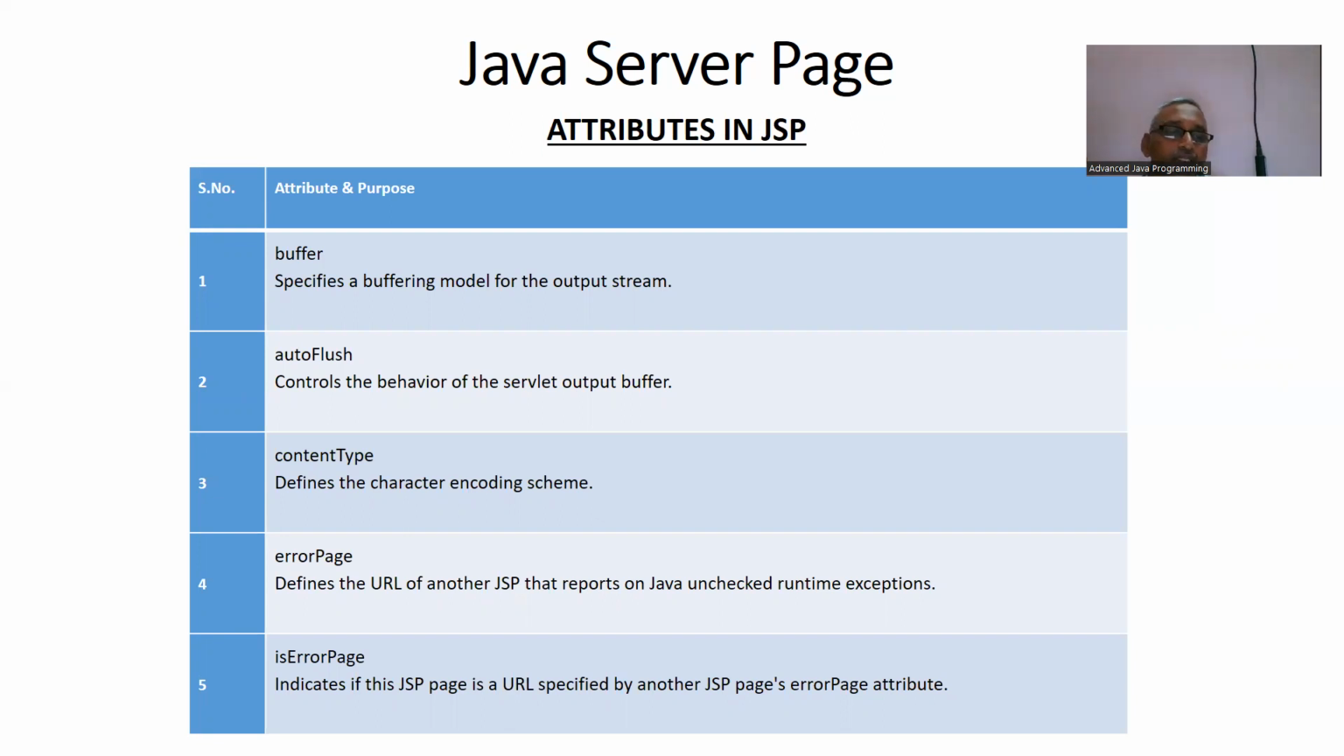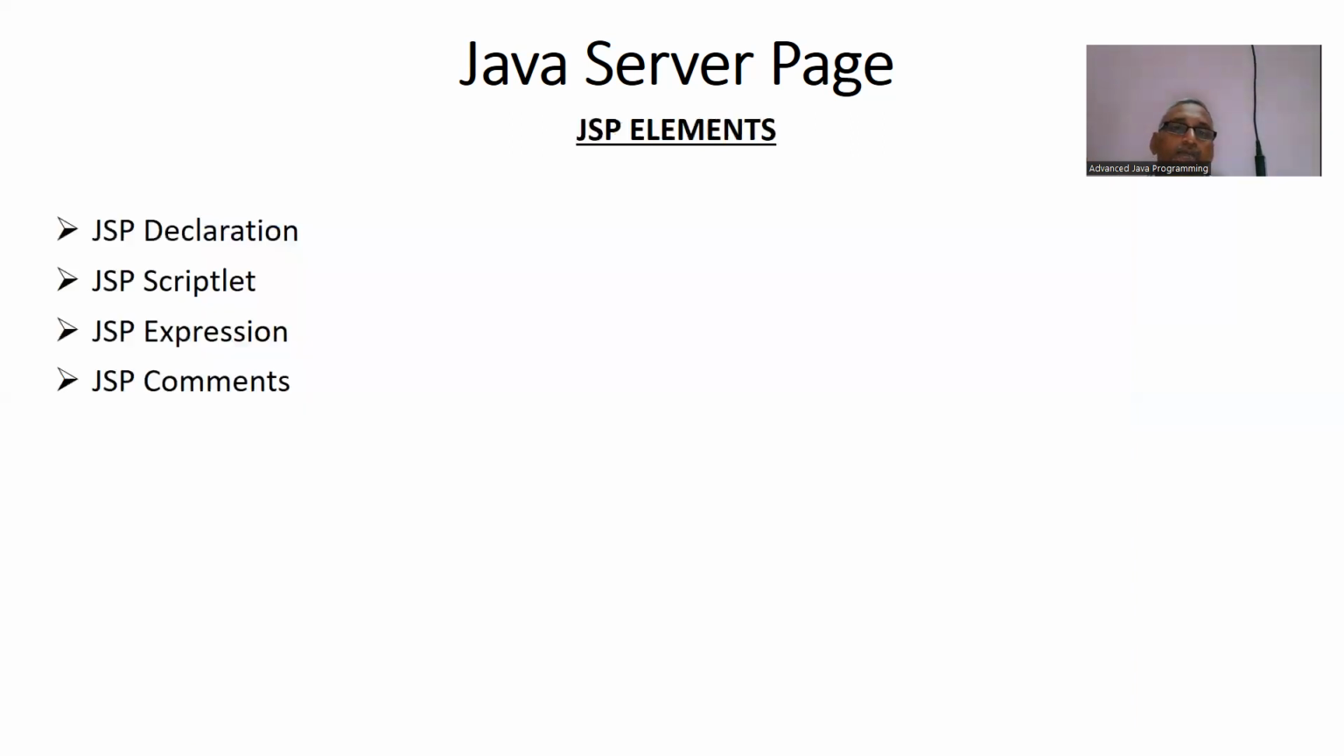Error page defines the URL of another JSP that reports on Java unchecked runtime exceptions. Next, language defines the programming language used in the JSP. Session specifies whether or not the JSP pages participate in HTTP sessions. Next, JSP elements.